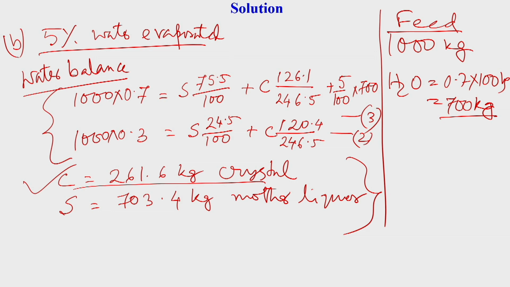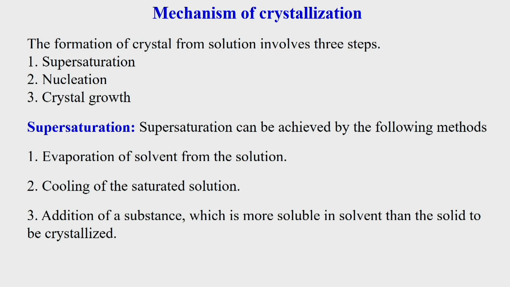Okay. Now, we will be discussing the mechanism of crystallization. The formation of the crystal from the solution involves these 3 steps. The first step is supersaturation, how we can make the supersaturation. The second step is nucleation, meaning nucleus formation. The third step is crystal growth. Once crystal growth is complete, it will be separated from the mother liquor, purified, cleaned, dried, and then used for the final application.